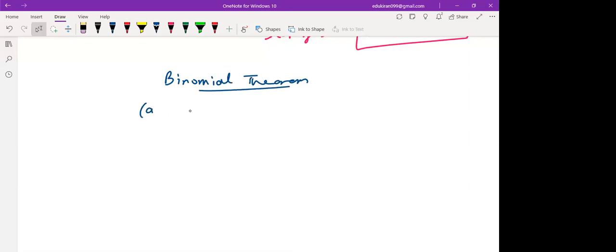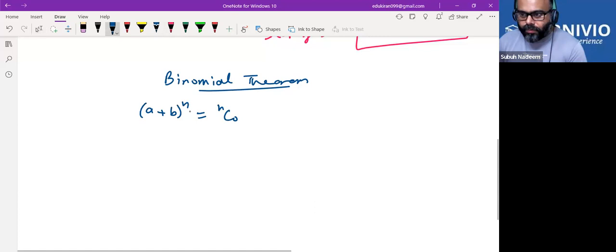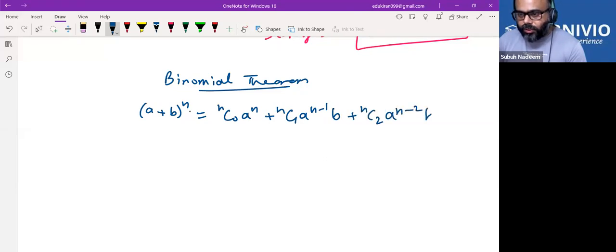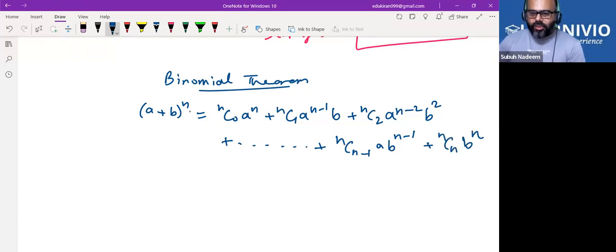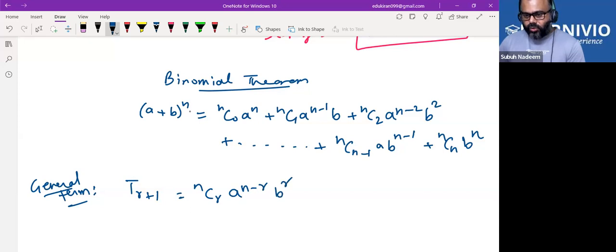So if we have (a plus b) to the power n, it is expanded as nC0 a to the power n plus nC1 a to the power n minus 1 b plus nC2 a to the power n minus 2 b square. And we keep on writing the terms till nC(n minus 1) a b to the power n minus 1 plus nCn b to the power n. So this is the expansion here. Just a small recap, the general term is given like this: nCr a to the power n minus r, b to the power r. So this is the general term here.